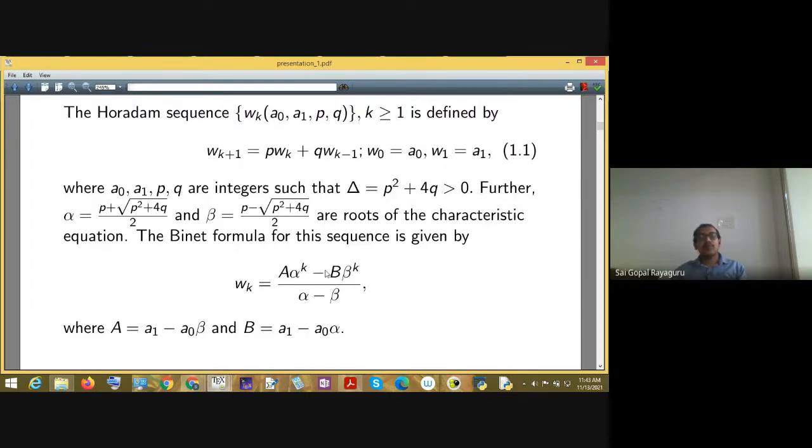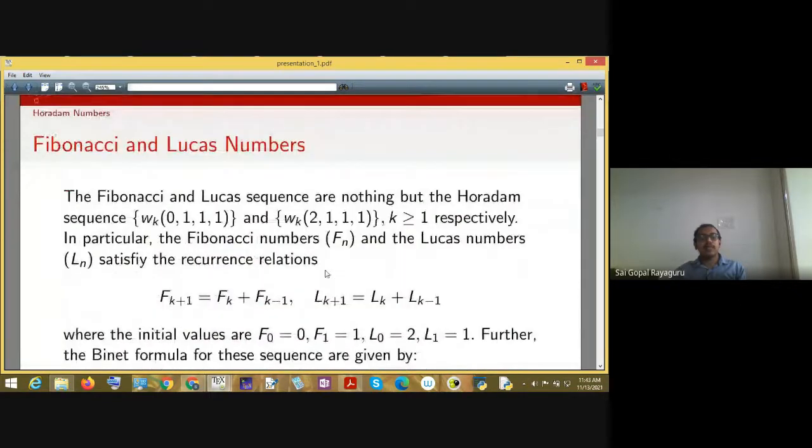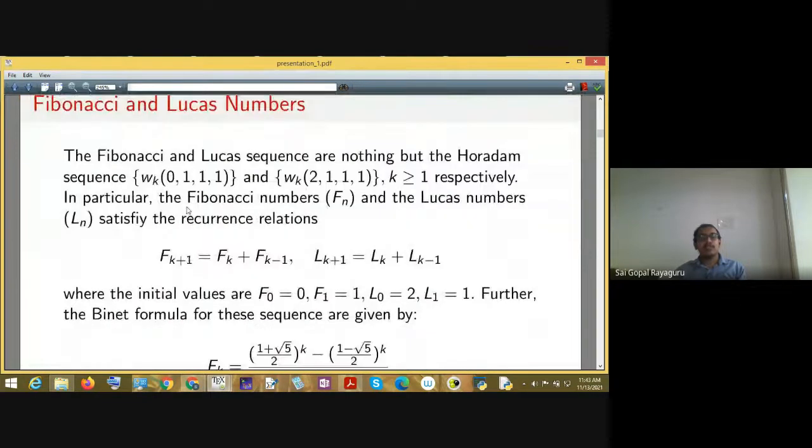Before going to the symbol elements, I would like to say something about Fibonacci and Lucas numbers. These two sequences are particular sequences of the Horadam sequence where the parameters are fixed. In the Fibonacci sequence we fix the initial conditions a_0 as 0 and a_1 as 1, and the values of p and q as 1 and 1, both p equal to q equal to 1.